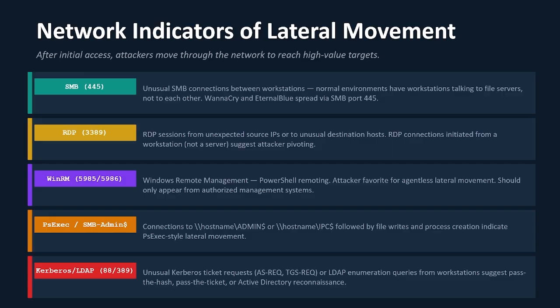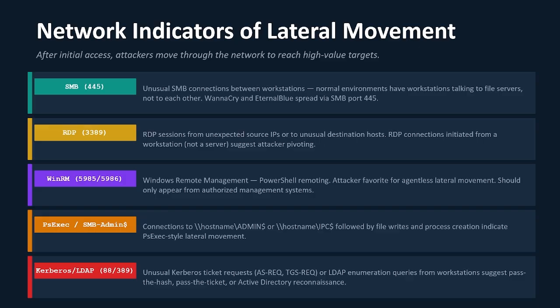Indicators of lateral movement, so SMB connections. Again, in an Active Directory environment, typically computers will talk to servers over SMB, specifically domain controllers and file servers and things of that nature, but they won't talk to other workstations over SMB. So if you're seeing SMB traffic between workstations, well, that's concerning.